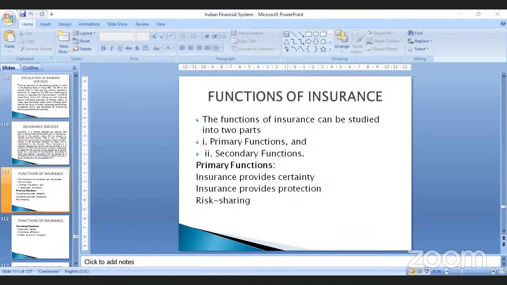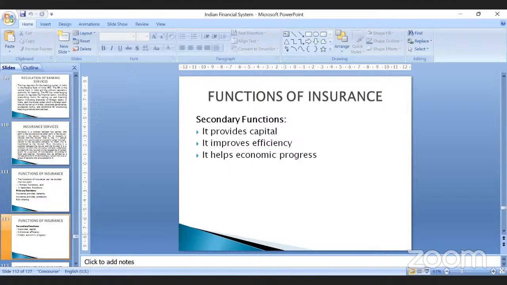Now, what happens in insurance is that you are sharing your risk with a large number of people. See, for an individual, taking up the risk is very high. So this risk is shared among a large number of people who are exposed to the same amount of risk. So insurance is a risk management technique, or a risk sharing technique. Not only that, insurance provides other functions also.